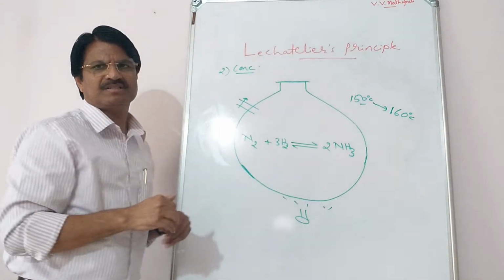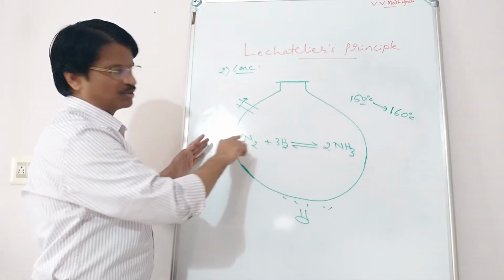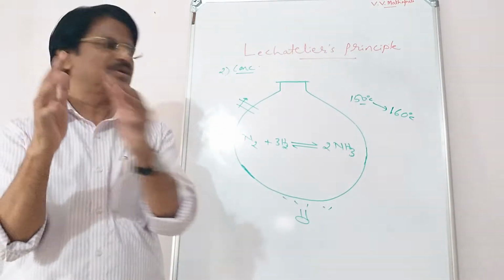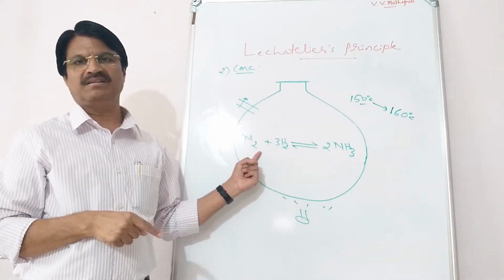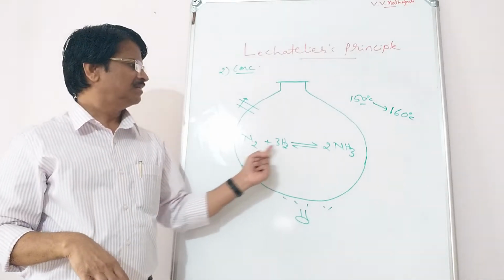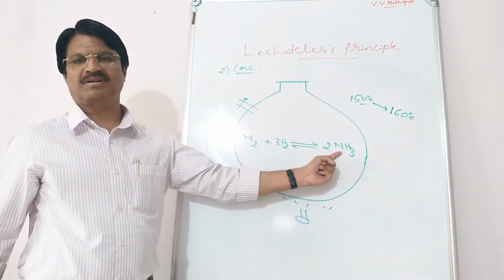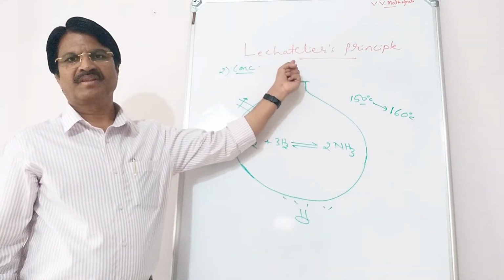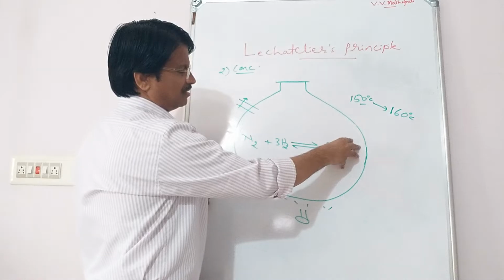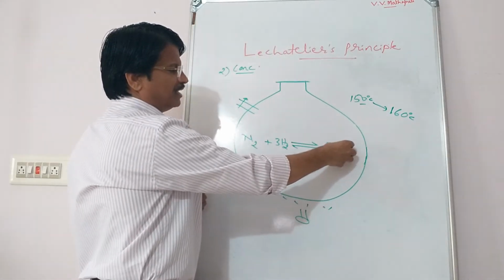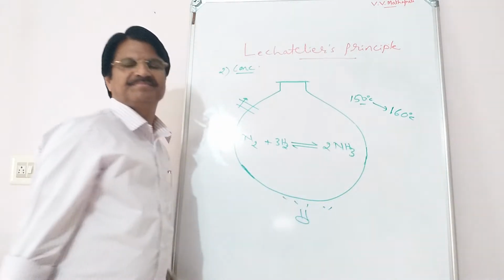Then how does it reduce? By combining these two. When N2 and H2 combine more and more, it gives the product. Therefore, by increasing the concentration of reactant or reactants, we can increase the yield of product according to Le Chatelier.